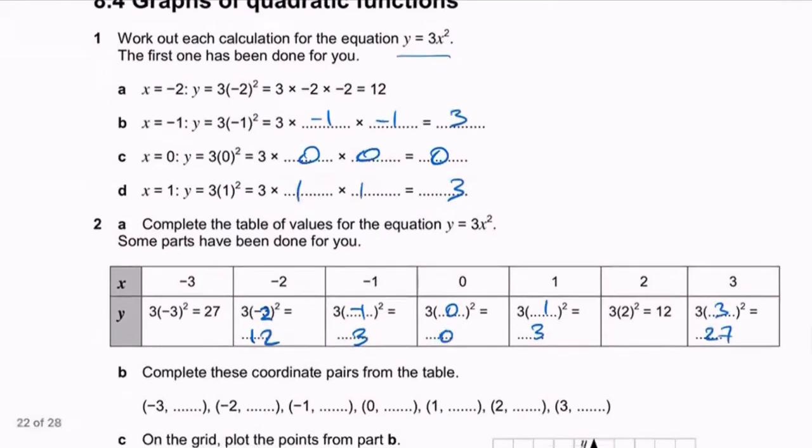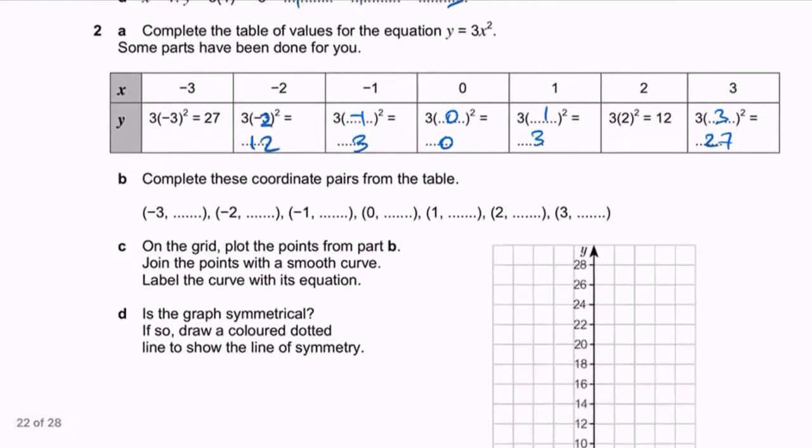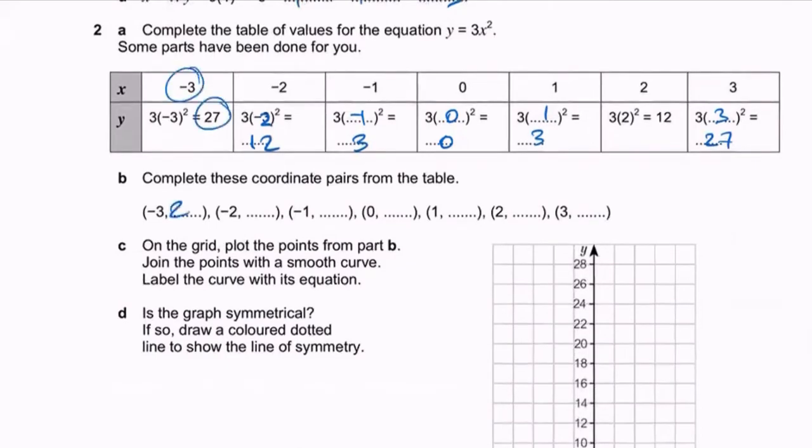Okay, complete these coordinate pairs from the table. Negative 3 and of course 27. Negative 2 and 12. Negative 1 and 3. 0 and 0. 1 and 3.